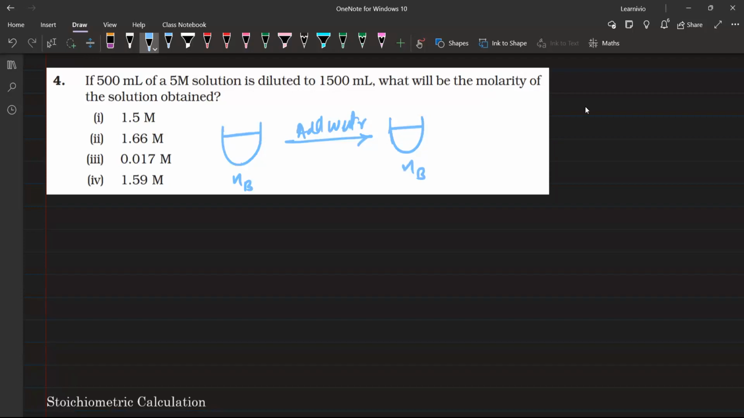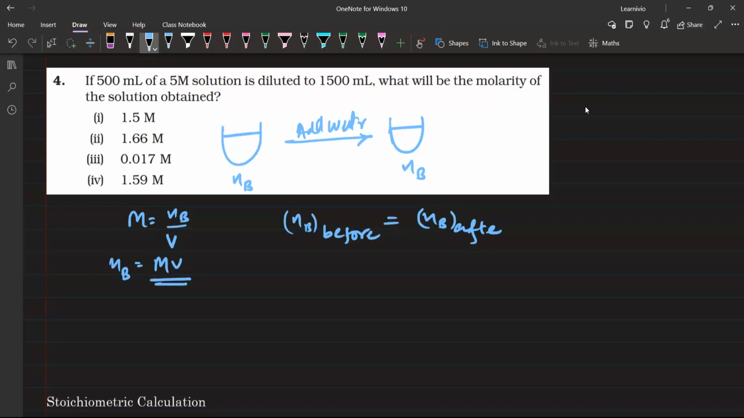If you look at the formula for molarity, it is equal to the number of moles of solute divided by the volume. So the number of moles of solute will be equal to molarity into volume. The number of moles of solute before dilution will be equal to the number of moles of solute after dilution. So before dilution, the number of moles is M1V1, which will be equal to M2V2. This is the formula for dilution. Whenever you see any question on dilution, you will use M1V1 = M2V2. Initially they are saying we have 5 molar, and the volume is 500 ml.